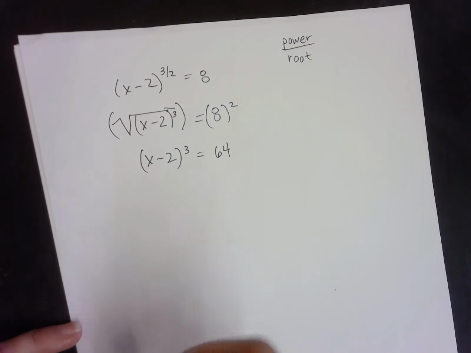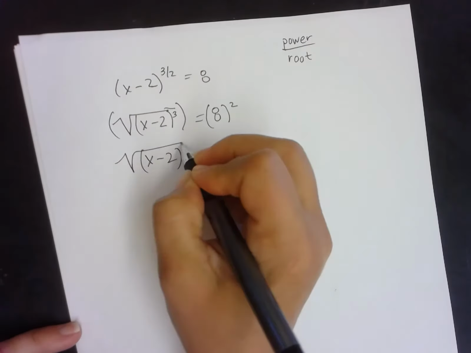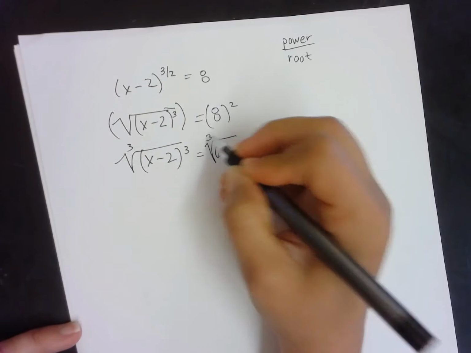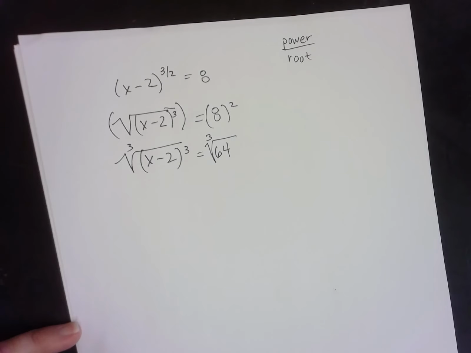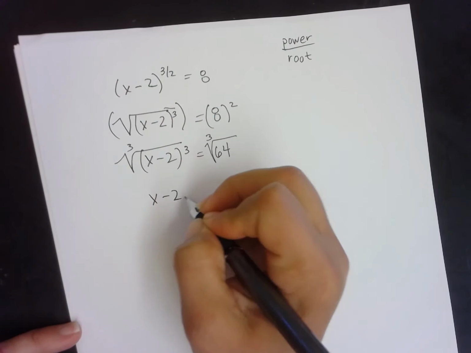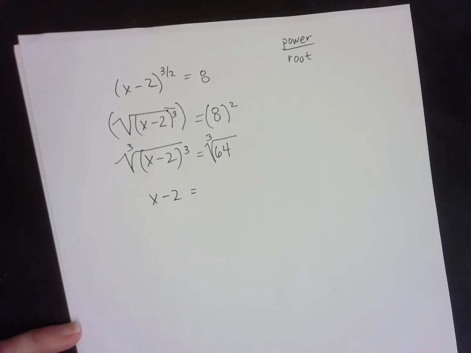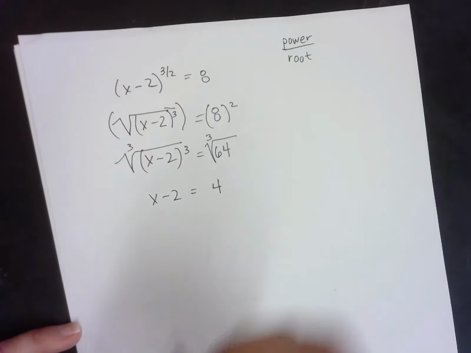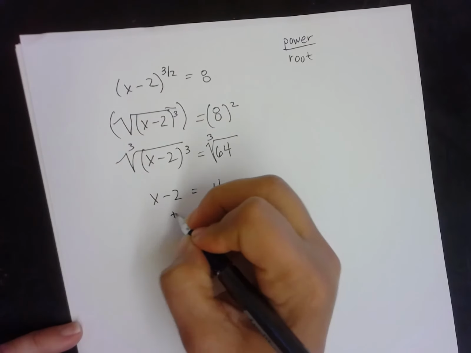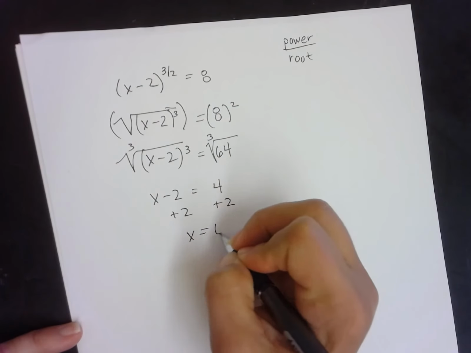And now I'm trying to get to my x here. That's my end game, I'm trying to isolate x. Well, x is in those parentheses, so I need to get rid of this exponent. To undo something that's cubed, I take the cube root of both sides. And so now I just get the x minus 2, finally. And the cube root of 64, 64 is a perfect cube because 4 times 4 is 16, times another 4 is 64. So the cube root of 64 is 4. And I add 2 to both sides, and I get my 6.